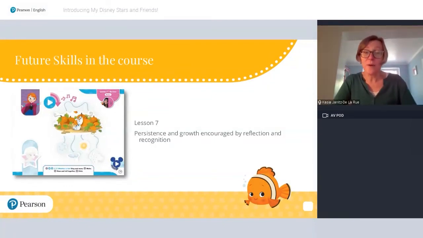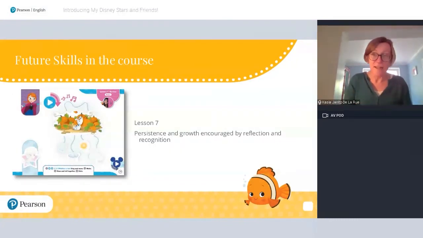And so the way we approach persistence and growth is we encourage this reflection at the end of the lesson, but in particular at the end of the unit, which is related to helping children identify moments when they struggled with something, but they kept going and they succeeded, and praising them for this effort in particular. And again, there is a sticker for the end of the unit, so you can tie this reflection with a reward for their effort.